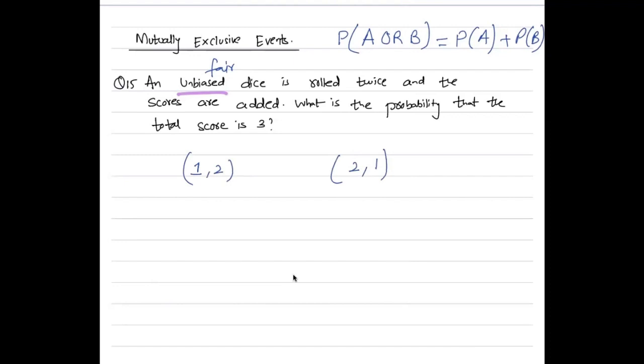So if I want to find the probability, I know that the score is going to be 3 when I get 1 and then 2. So what is the probability of getting a 1? 1 over 6. And then I want 2. So that's also 1 upon 6. So that's going to be 1 upon 36.